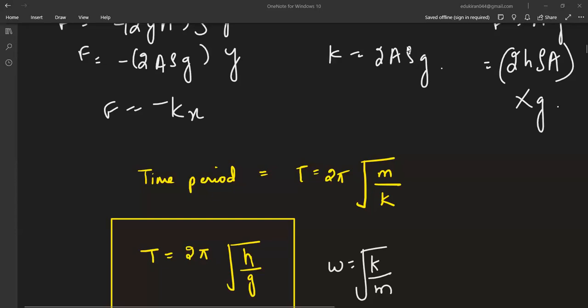See, this is entire mass, right? This part is the entire mass. Here, see, this is the mass, you are having g. So T is equal to under root M by K. What is the formula for K? K is 2A rho g.